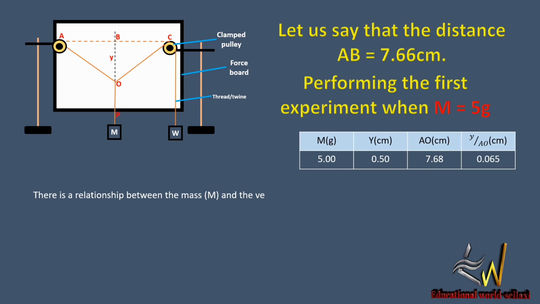There is a relationship between mass M and the vertical distance Y. This relationship is going to help us, so we need to get that. The mass M is directly proportional to the vertical displacement Y, because the bigger the value of the mass, the bigger the distance. So we say that M is equal to KY, where K is the constant of proportionality, and we are going to determine the value of that constant.